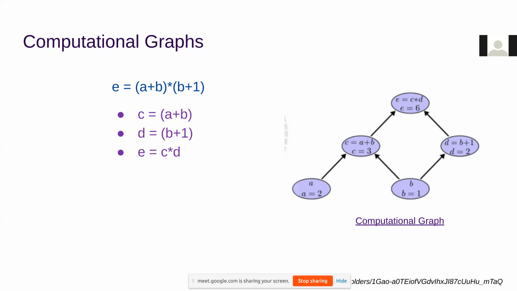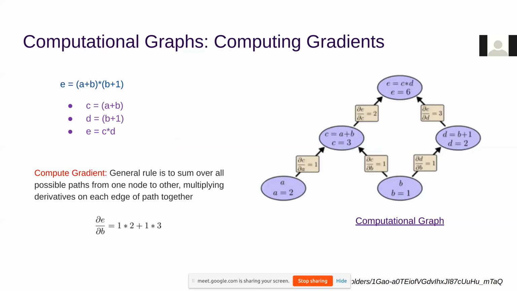The next question is how to use this graph to compute the gradients. So let's compute the gradient for each edge, right? So this edge shows that this node is dependent on the previous one, right? So if we compute the gradient of C with respect to A, it will be 1. Here, gradient of C with respect to B will be 1. Gradient of D with respect to B is 1. Gradient of E with respect to C is D. Okay. And gradient of E with respect to D is C.